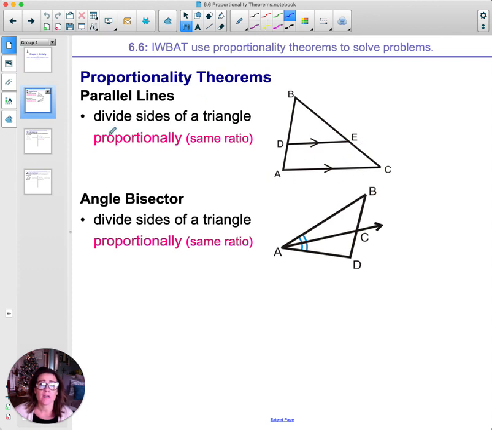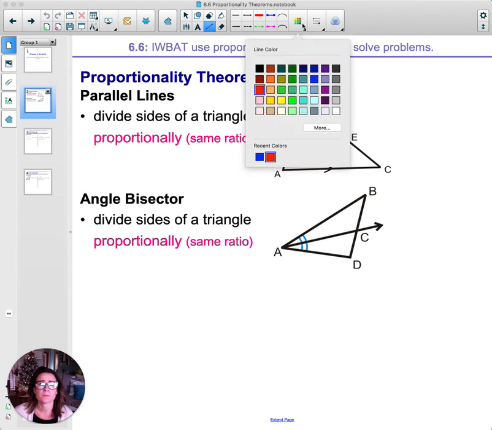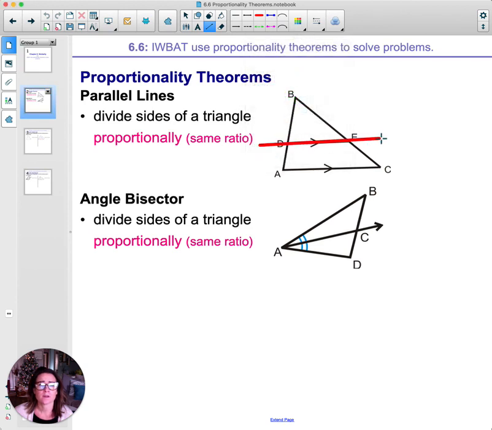So you'll see on here that we've got these two parallel lines. Let me highlight those for you. So we've got a parallel line here, and we've got a parallel line here. Okay, so those two are parallel. And what's going to happen with these is that they're actually going to divide these segments up proportionally. So remember what proportionally means. It means that they divide to the same ratio.